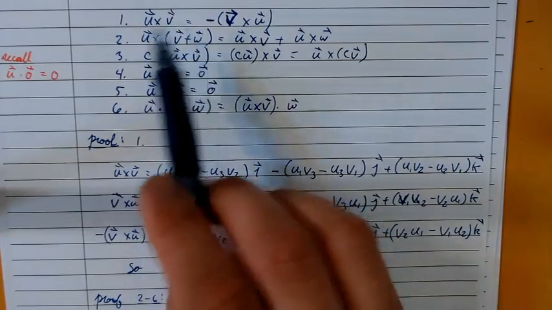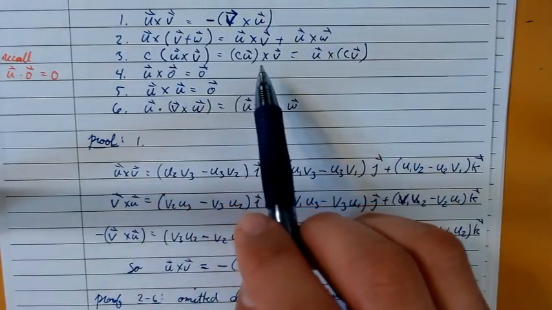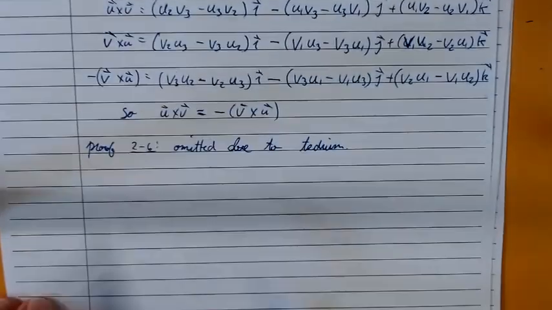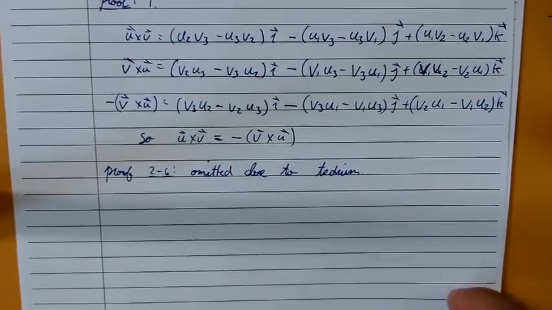How would you prove it? You'd write out the left side in component form, you'd write out the right side in component form, and then compare. So there we go. Proofs of 2 through 6 are omitted due to tedium.